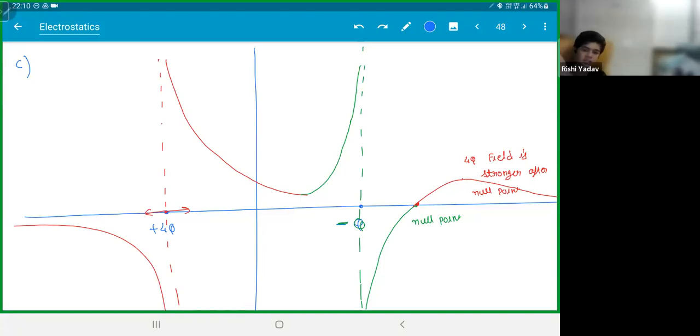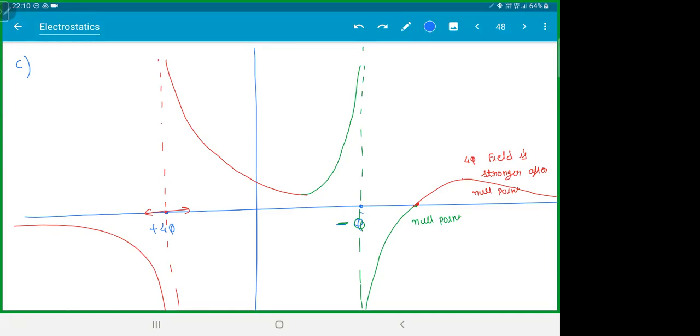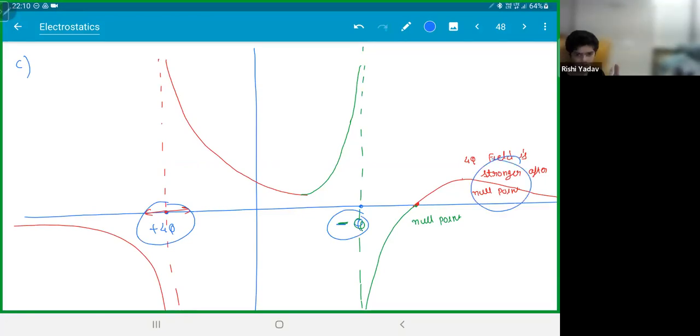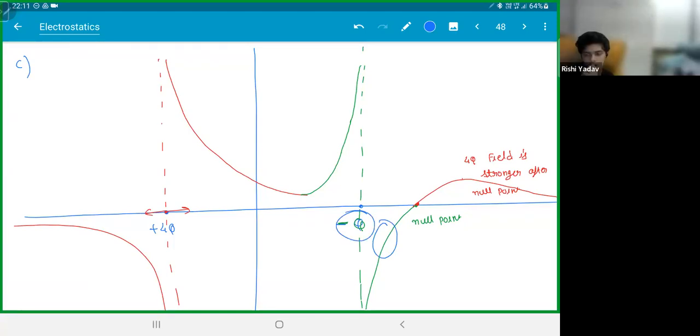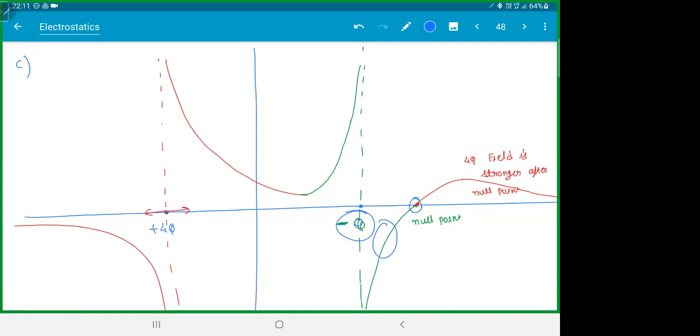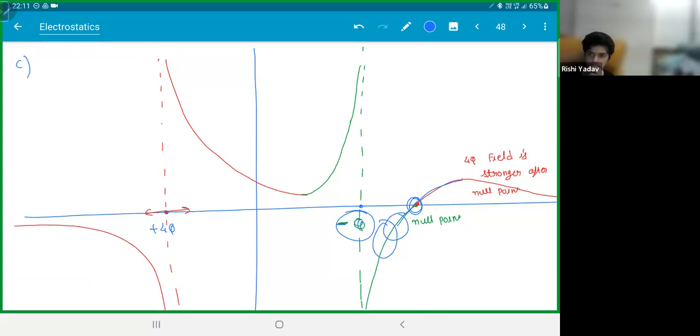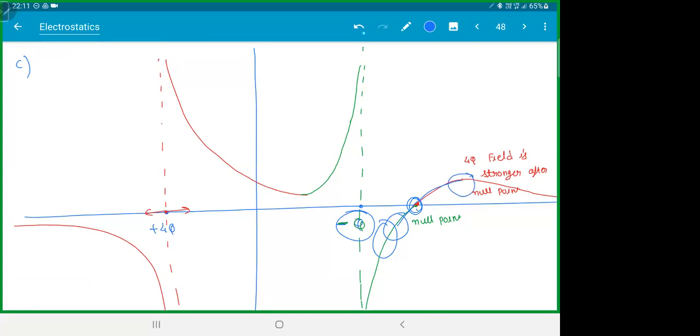Rishi: So why did 4q's field increase after the null point? No, I'm not saying it will increase. Compared to minus q, 4q ka field is stronger here. Yes, that I understand. But why did it rise and then fall again? Because see, when you're close, A dominates. Then you got a null point. Null point means what? Both got cancelled. Now you tell me, on the left hand side minus q is stronger. Why did it get cancelled? Because 4q started becoming stronger. Yes. So once you cross this null point, 4q ka field is stronger than minus q.